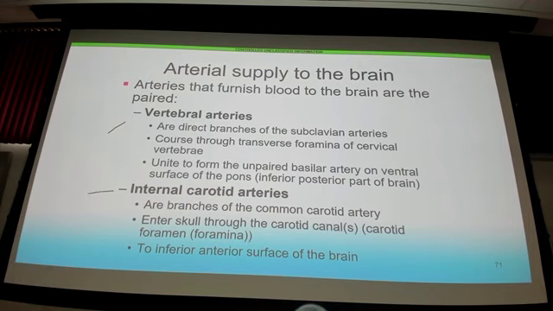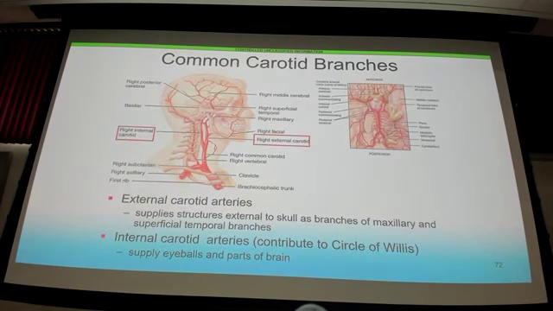The vertebral arteries go through the transverse foramen of the cervical vertebrae. That's why they have those holes in them. Ultimately they come together and join to become one artery called the basilar artery. The internal carotids are going to come up and go to the internal. Let's look at it on a better picture. So here's your transverse foramen.